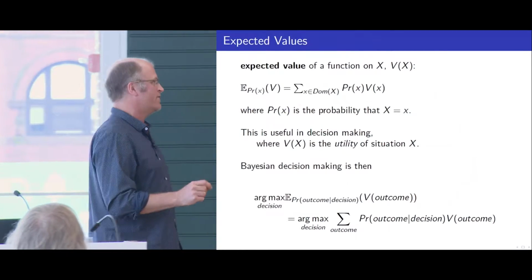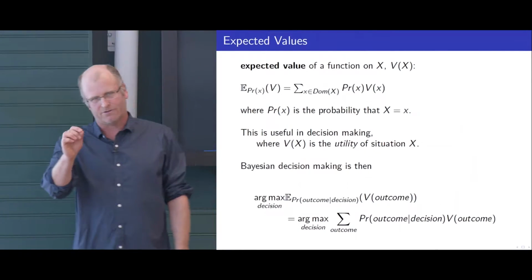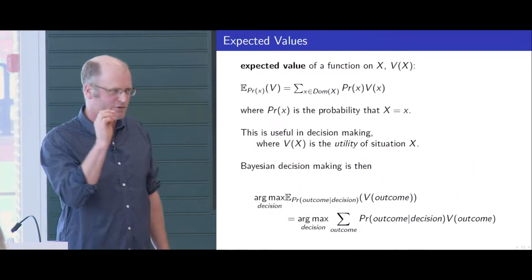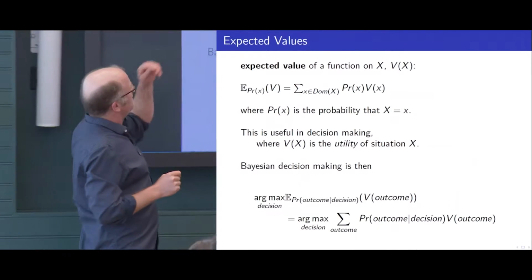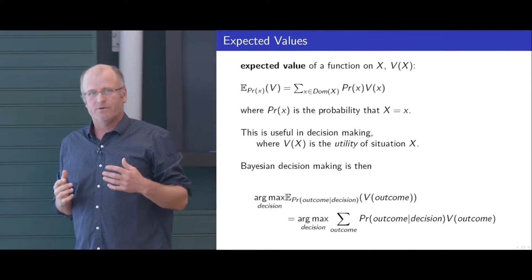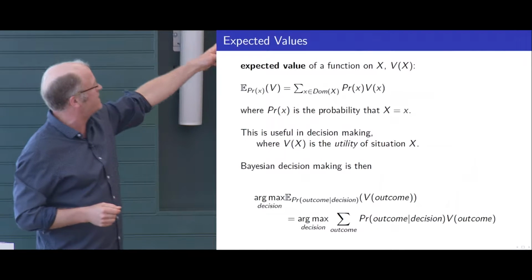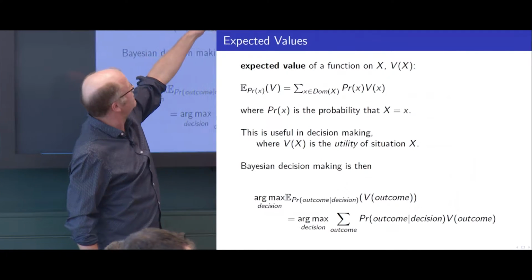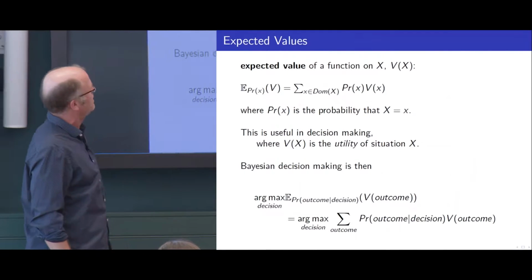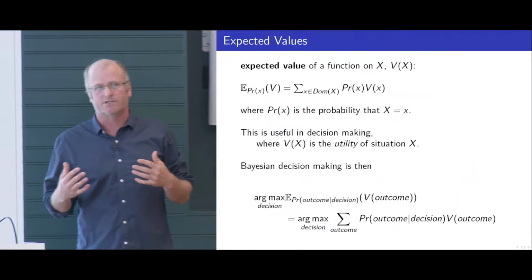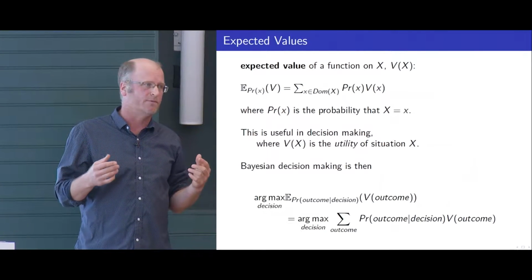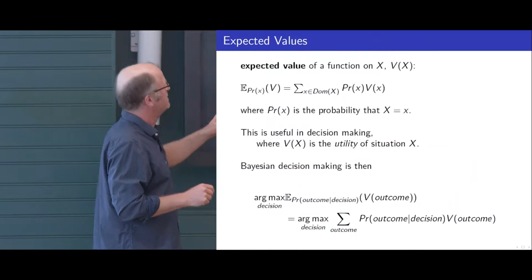Okay. Couple more things we need. We're almost there, so don't worry. We've got almost all the tools in the toolbox. We need to be able to compute expected values of some function v. So v of x is a function which could be, for example, the utility of some situation x, right? How good do we think it's going to be? And I'll talk about utility again in a second.